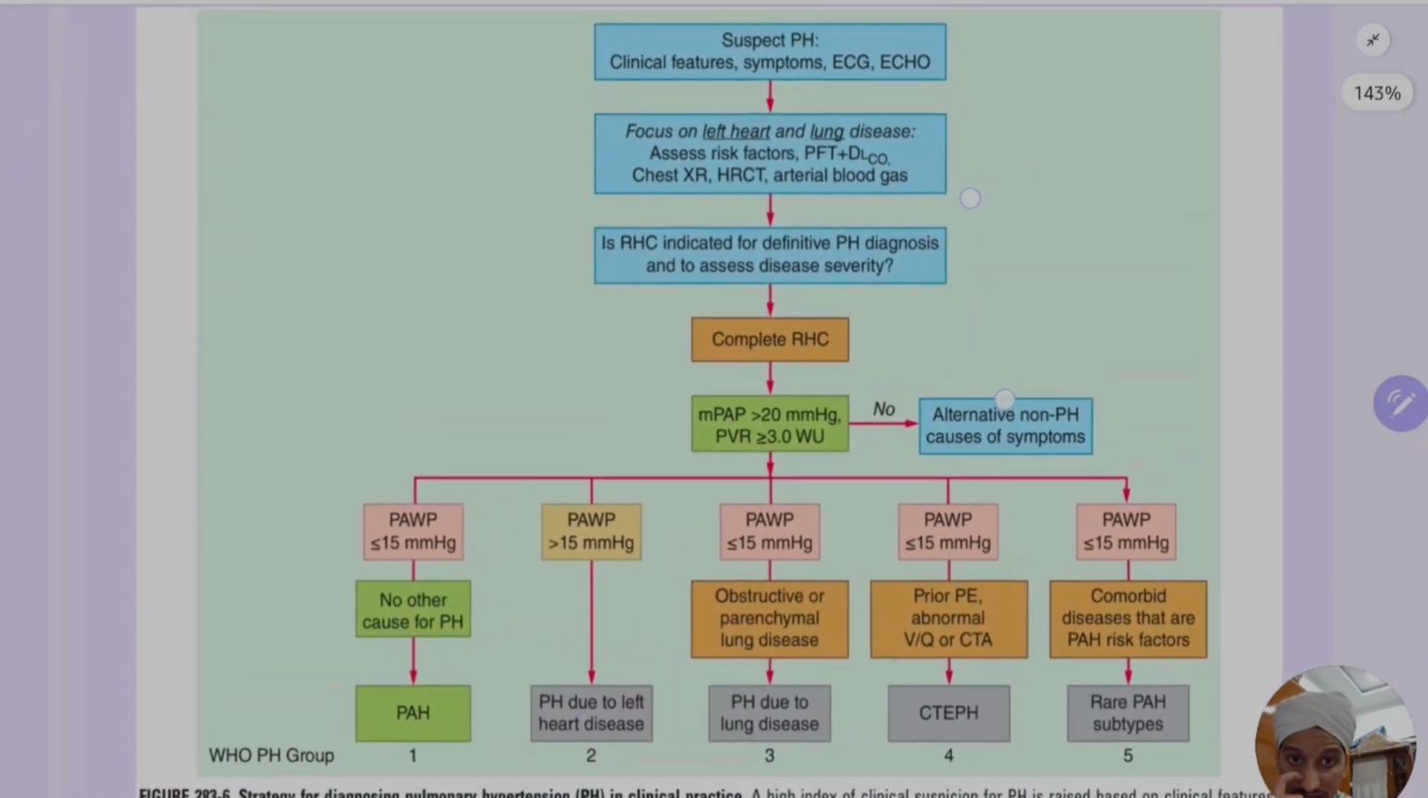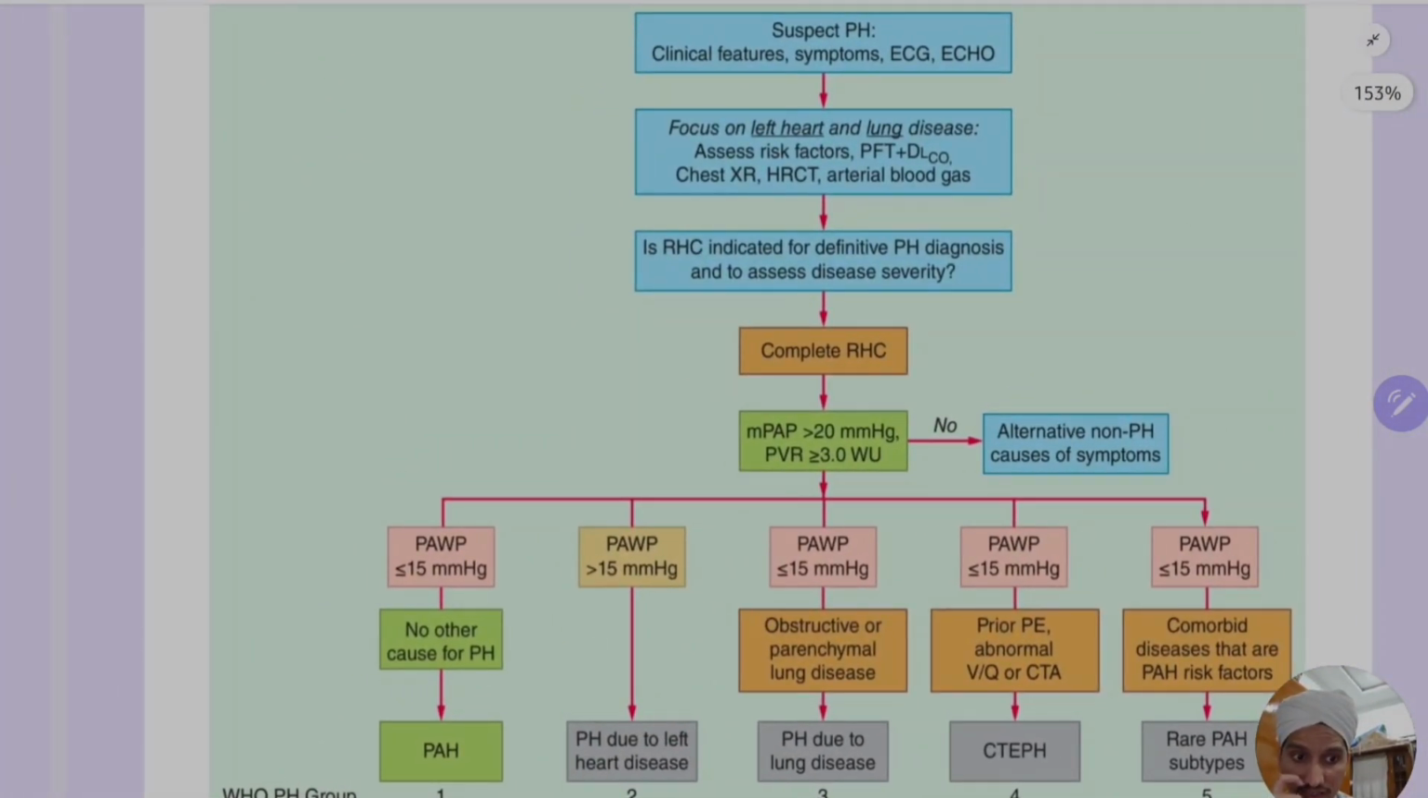Now this is a flow chart explaining the hierarchy of diagnosis of pulmonary hypertension. So how do you suspect? Based upon clinical features, symptoms, ECG and 2D echo. On these things, you will suspect this. Then you will rule out left heart, meaning group 2 and group 3 disease, meaning heart disease and lung disease.